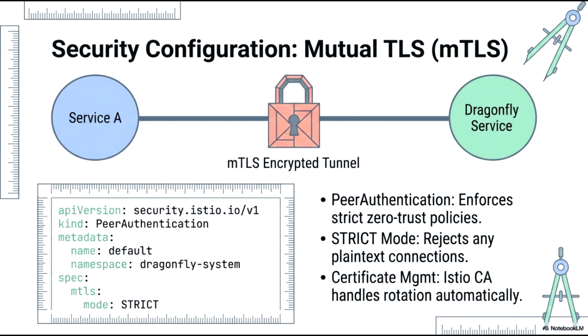To enforce this security posture, we utilize the Istio peer authentication resource shown in the configuration snippet. By setting the MTLS mode to strict within the Dragonfly system namespace, we implement a robust zero-trust policy. This means the system will reject any incoming plaintext connections, requiring all traffic to be encrypted.